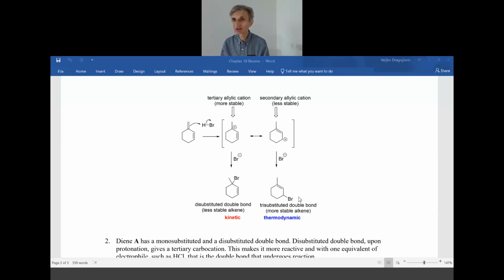So kinetic conditions, low temperature, short reaction times are going to favor kinetic reaction product. And thermodynamic conditions, that means higher temperature and longer reaction times, conditions that allow for equilibration, will favor formation of thermodynamic product.